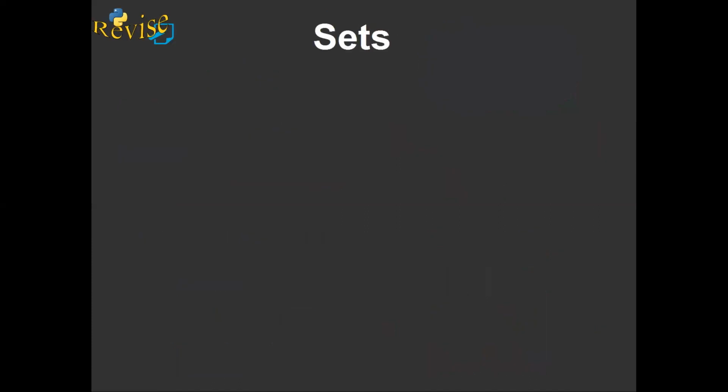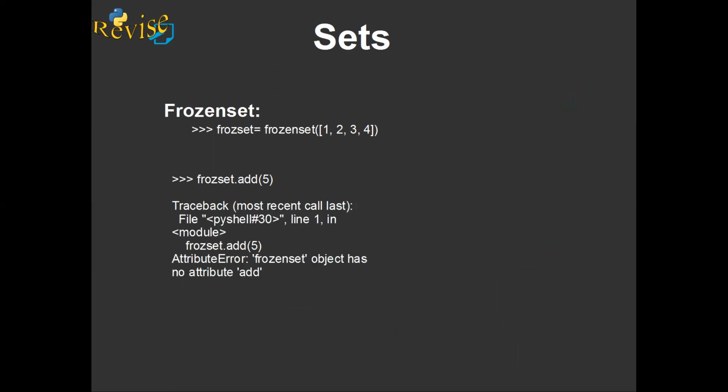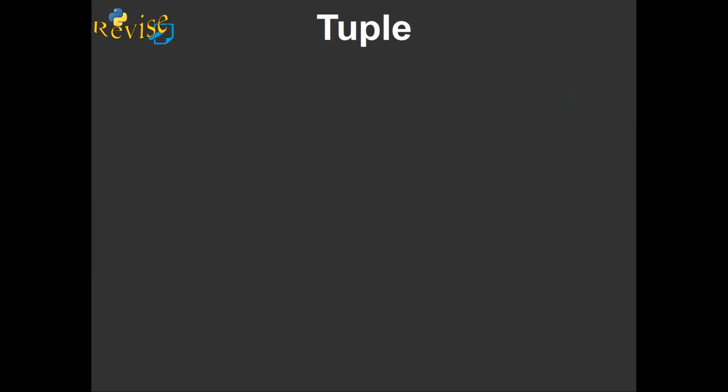Then we'll talk about frozen set. As we know, sets are mutable data types. Frozen sets are immutable sets. So once you define a frozen set, if you try to add an element to it, you will get an error: no attribute add. So you cannot add. Frozen sets are immutable sets.